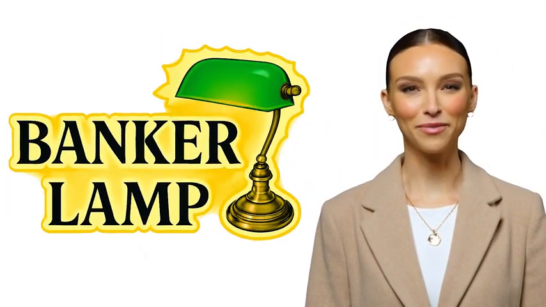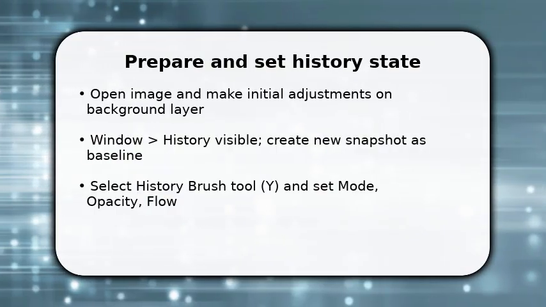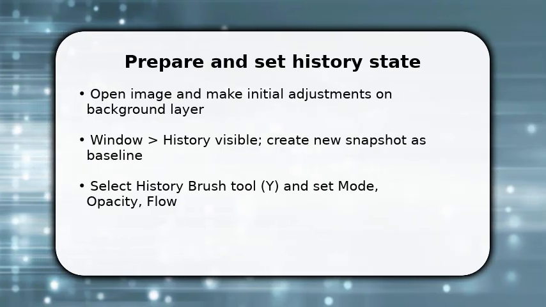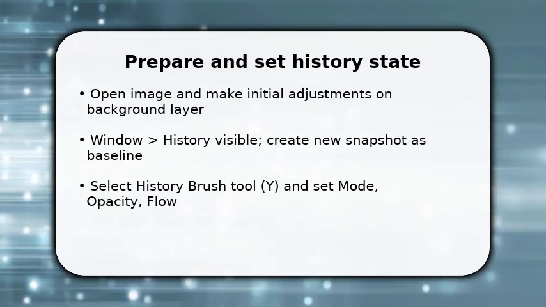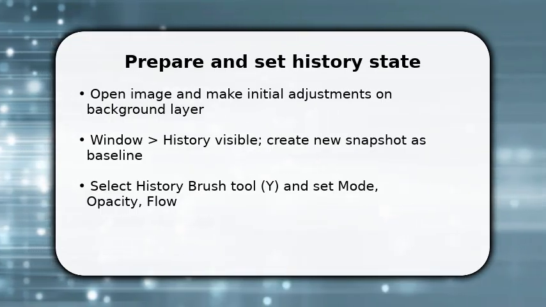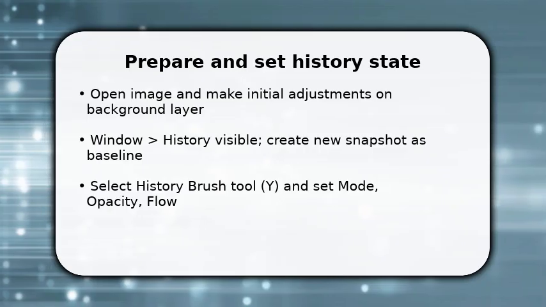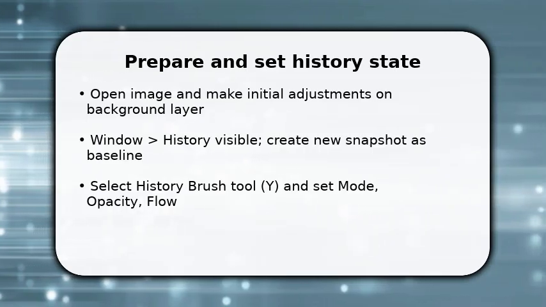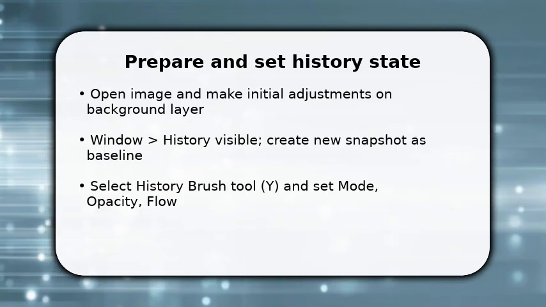Please enjoy the video. You start by creating a stable history state so you can paint earlier pixels back in. Open your image, make the baseline edits you want preserved, then open Window History and click the camera icon to save a snapshot. Once done, choose the History Brush tool or press Y.